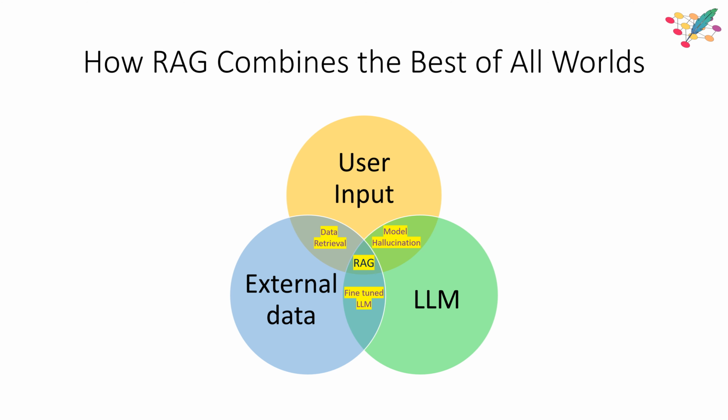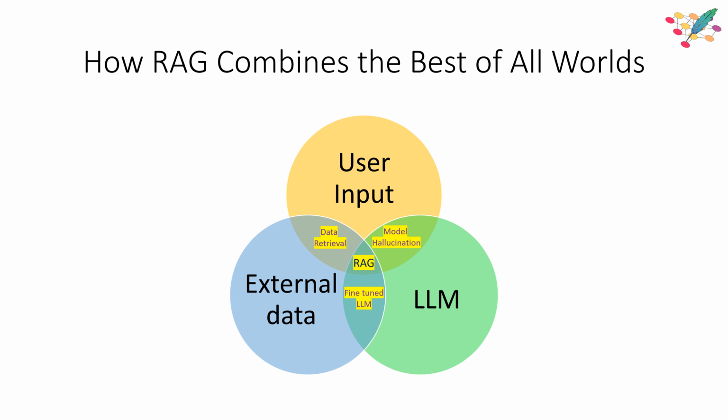This is when the LLM tries to generate an answer but doesn't have enough relevant data, leading to inaccurate or even made up information. Next, if we only combine user input with external data, we get data retrieval. This is useful for pulling in facts and figures, but it lacks the sophisticated language generation and context understanding that the LLM provides.